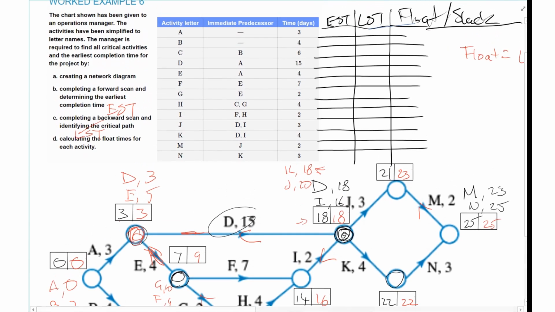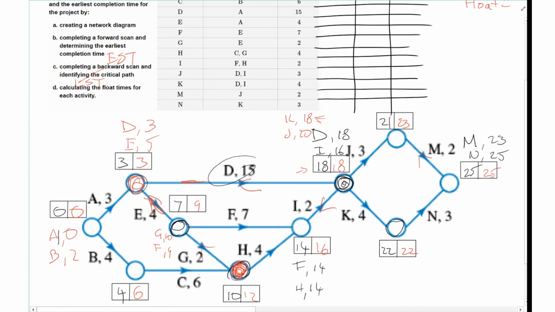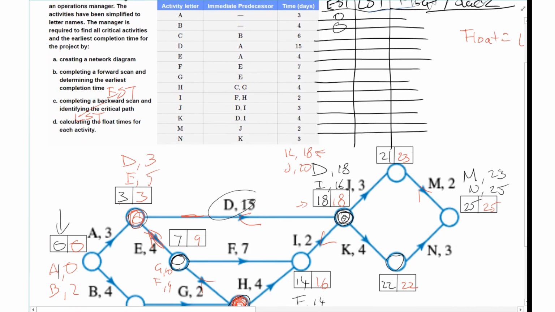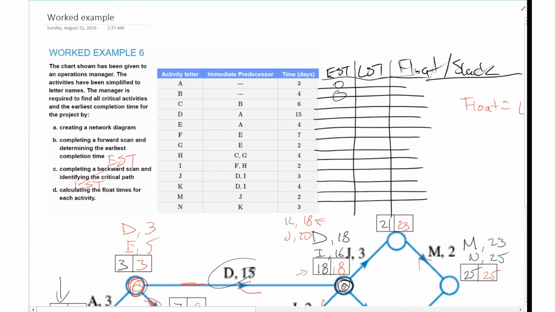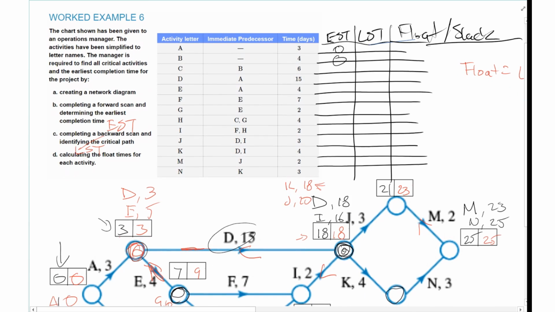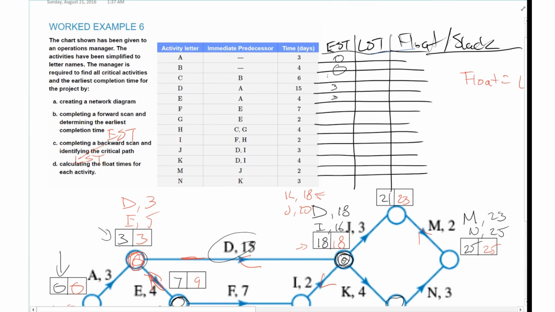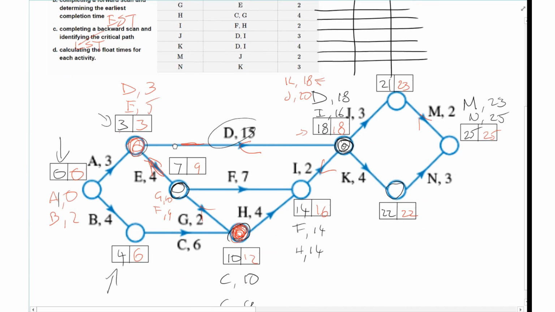Earliest start time for A is 0. Earliest start time for B is 0 because it's referring to that. The earliest start time for D and E is 3, because that's referring to that. So D and E is going to be 3 and 3. The earliest start time for C is going to be 4. So sometimes you have to go back and forth just a little bit. For F, earliest start time for F is going to be 7.